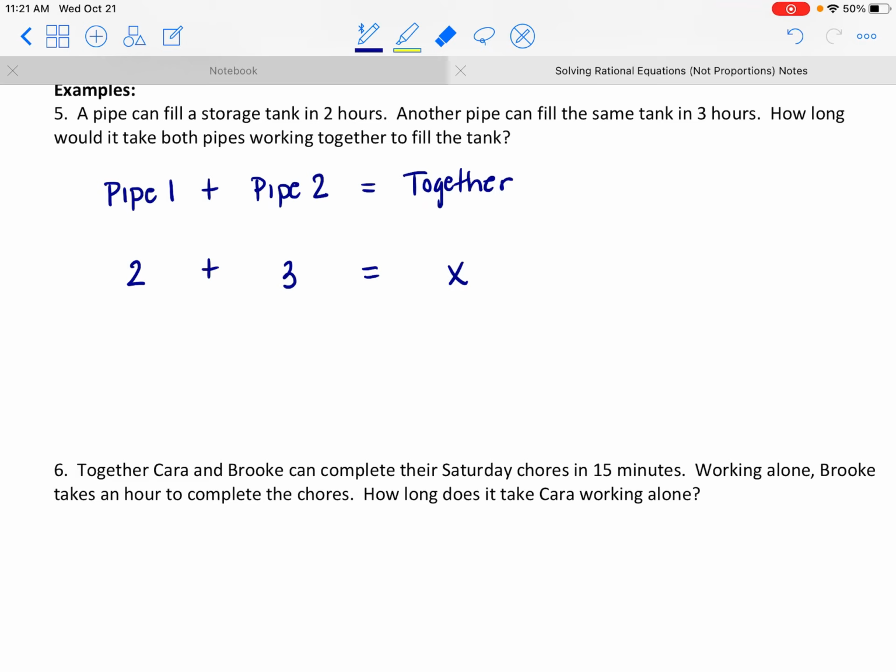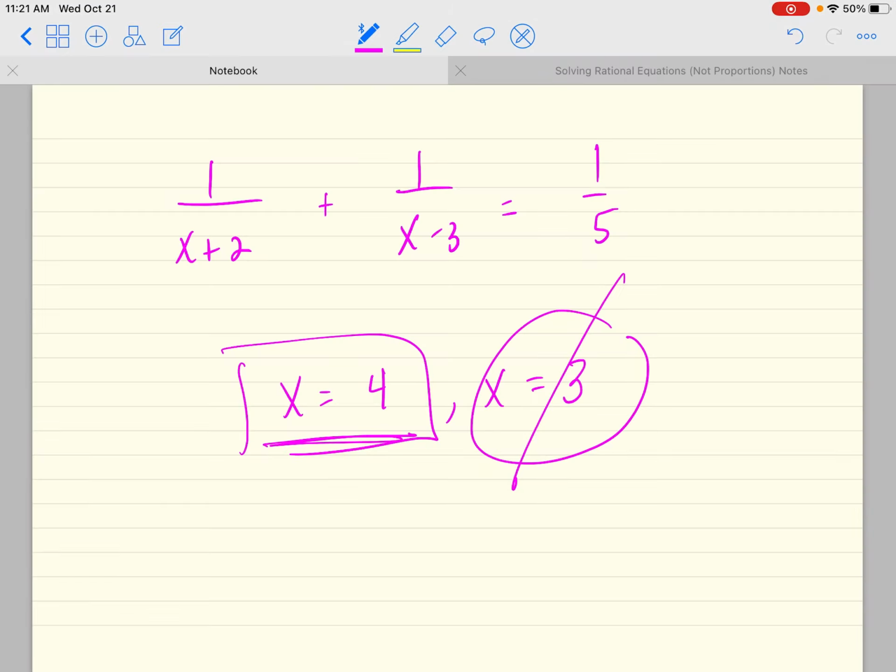And that is because the amount of time that it takes each pipe has to be converted into a rate. When we make the equation, the rate for pipe 1 plus the rate for pipe 2 is going to equal their combined rate. So the question here is, how do I take an amount of time and convert it into a rate? It's actually pretty easy.